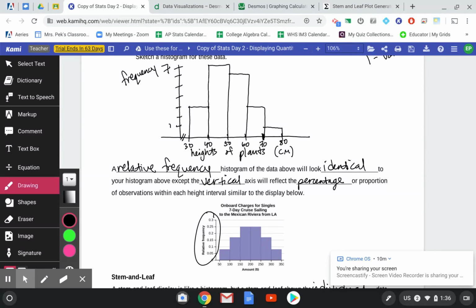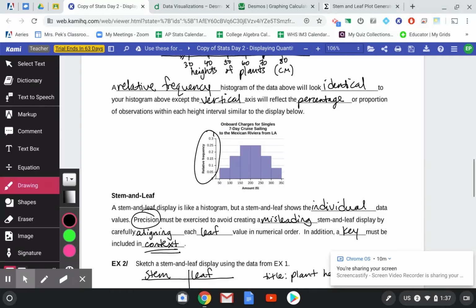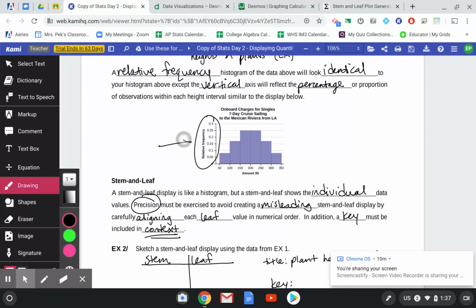We saw frequency versus relative frequency in our bar charts in the last lesson. It's pretty much exactly the same. Here's an example of relative frequency of a different data set. You can see that the relative frequency values go from 0 to 0.3, so that's like 0 to 30%. And that's really the only difference.